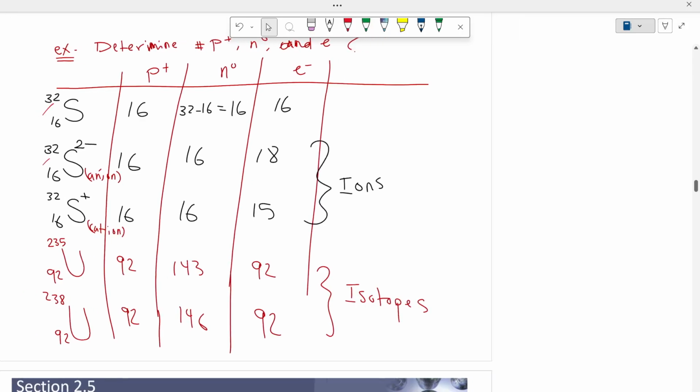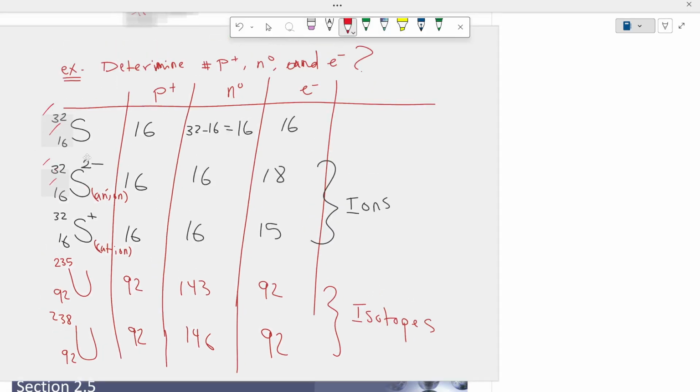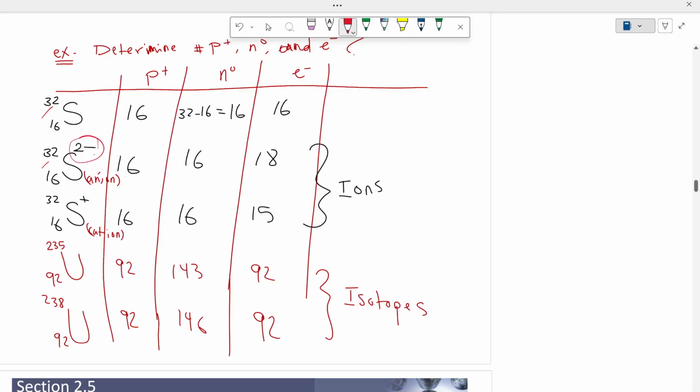Here is the problem. This contains 16 protons, 16 electrons, and 16 neutrons. Same element, same atom, but we have a charge of minus 2. Here, the charge is minus 2. So the number of protons is 16. The number of neutrons, again, 32 minus 16 is 16. Now this carries a negative charge. It's sulfur minus 2. This is an ion, a negative ion.